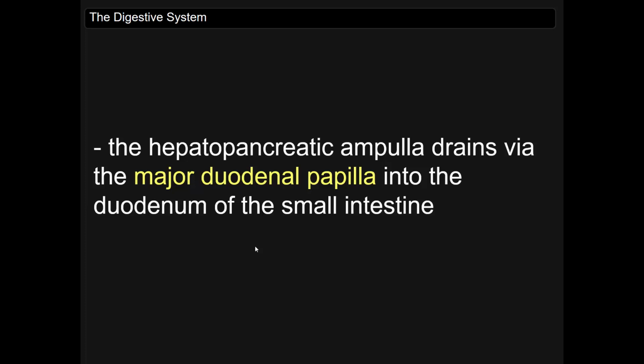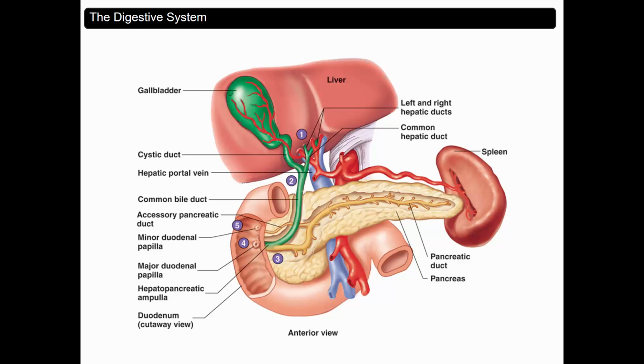So major duodenal papilla is one of those we can tag on a donor. We can open the duodenum and pin this little peg-like projection sticking out. Again, bile is going to flow through that into the duodenum. So that is right here.